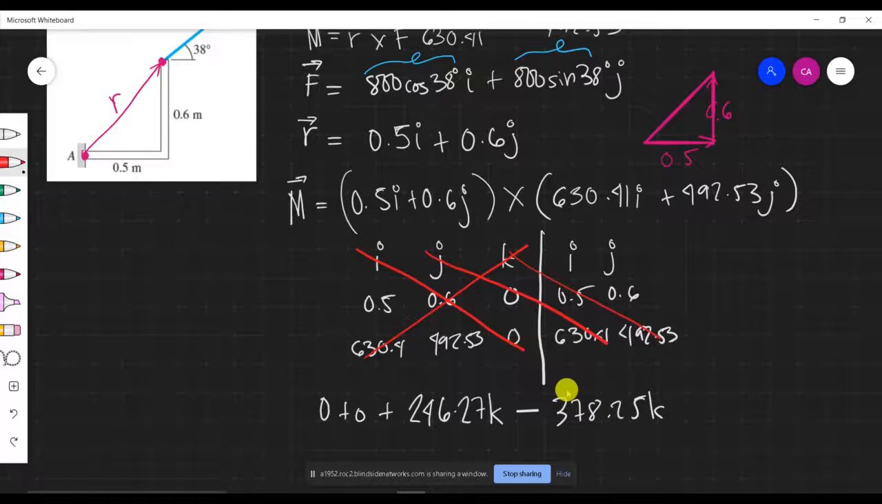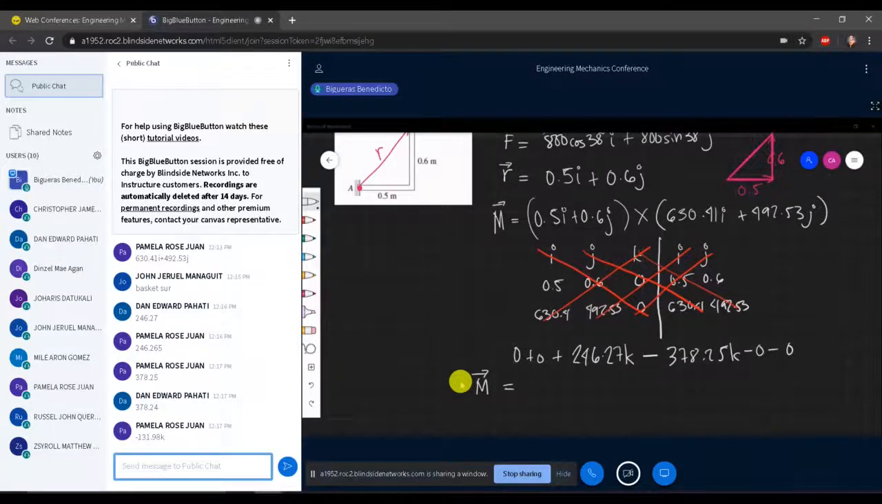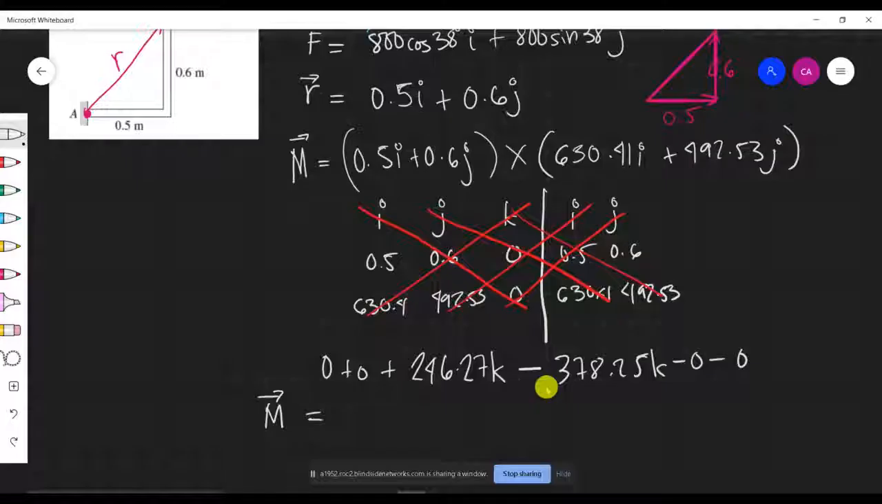Then, pag times natin to, 0. Pag multiply natin to, 0. So, minus 0. Yung paangat, yung pa-check, yun yung minus. 0, 0. Okay? So, ibig sabihin nun, the vector M is equals to, pa-solve naman, 246.27 minus 37. So, negative 131.98K. So, yan yung vector.